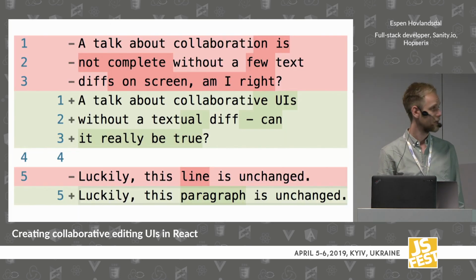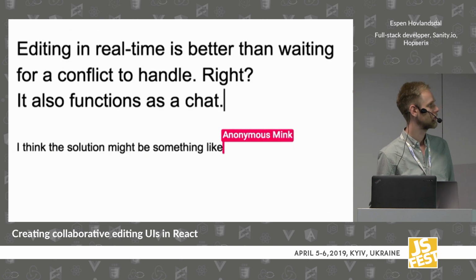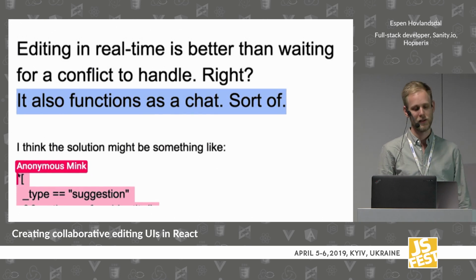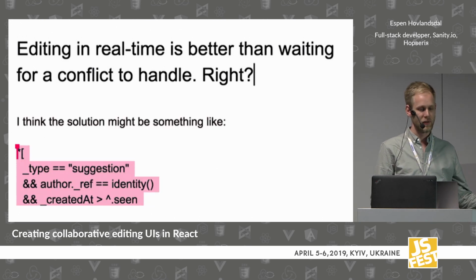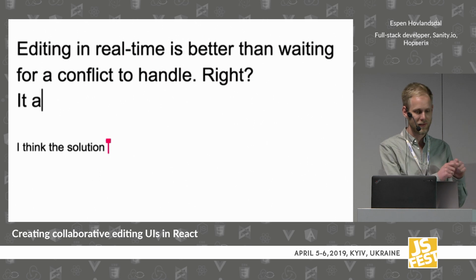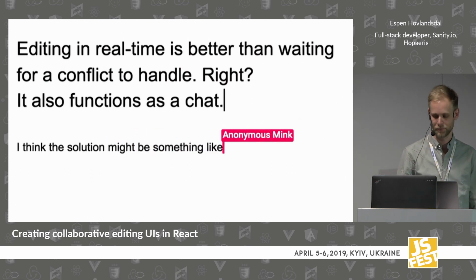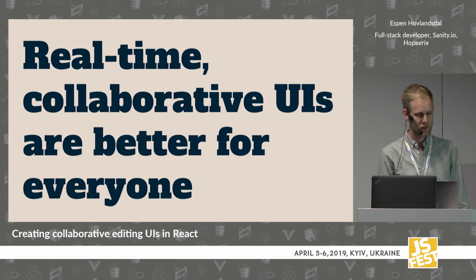So if you think about it, this is much harder to resolve than change conflicts in this case. Because you can see what's going on, and you usually don't edit the same portions of the text at the same time. It's just easier. So real-time collaborative UIs are better for everyone. I think we can agree on that.